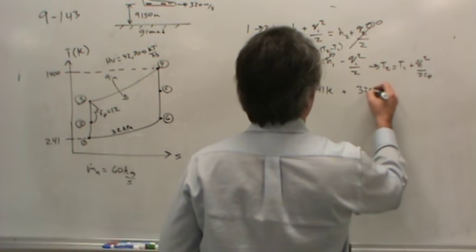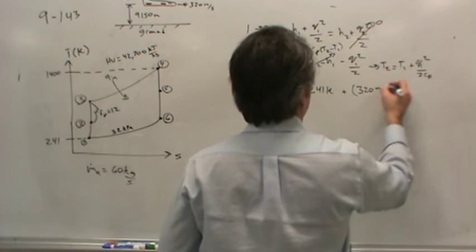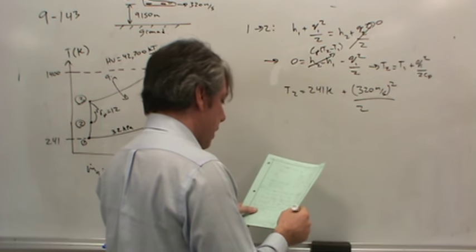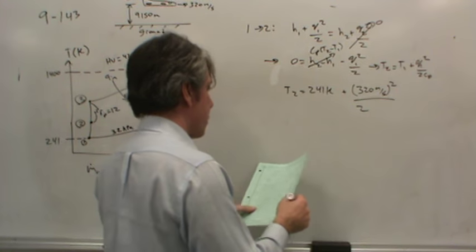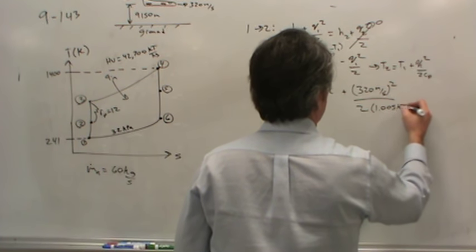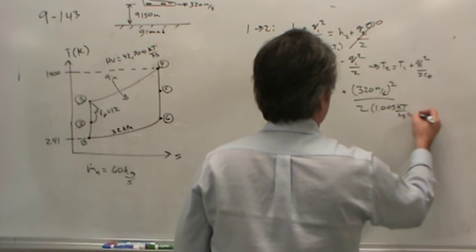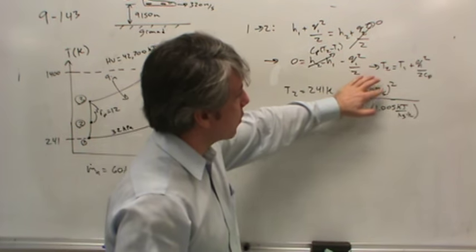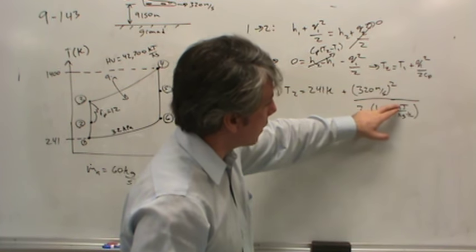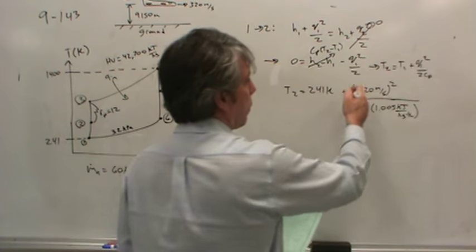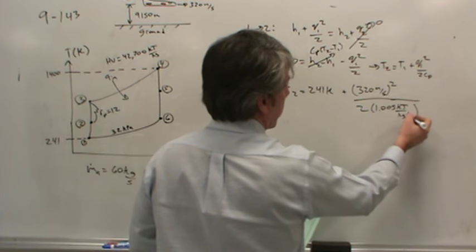So 320 meters per second, quantity squared, over 2 times the heat capacity of air. Well, the heat capacity of air at constant pressure is 1.005 kilojoules per kilogram per Kelvin. Now that doesn't really help us much because here we have meters squared per second squared, and here we have kilojoules per kilogram per Kelvin. How do we resolve this? Well, hopefully we want to get Kelvin out of this whole thing, right?